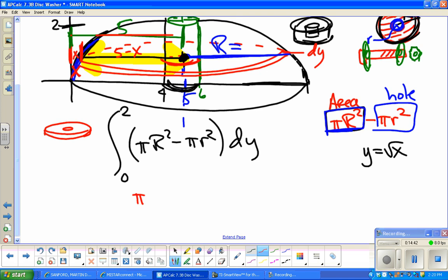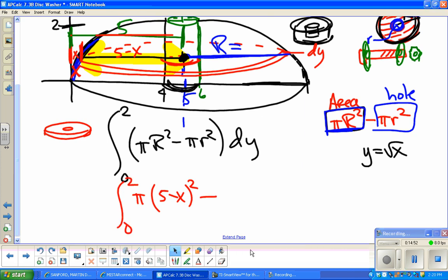So this is going to be pi times 5 minus x squared minus. Okay, and you might want to just hit pause right now and eyeball that thing because a lot just happened. Okay, so the whole length 5 minus the x value is 5 minus x.